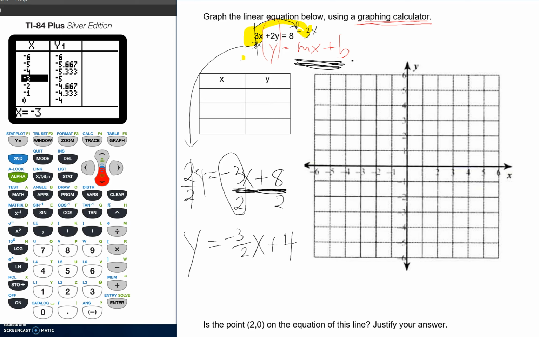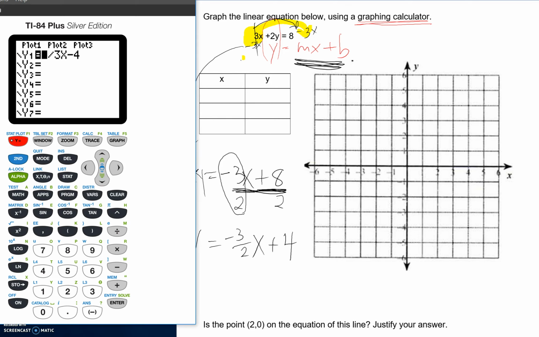Okay, we take this equation, we put it into y equals on the calculator. Negative 3, to get that division line, we just use divided by 2, X plus 4. We could look at what the graph looks like, but that's never going to be enough to graph it ourselves.